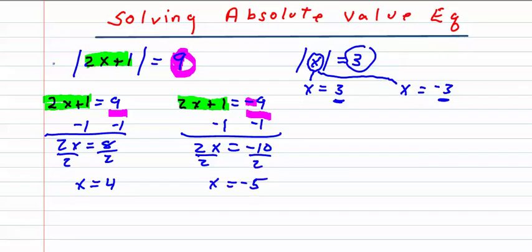If I put 4 into this equation, 2 times 4 is 8, plus 1 is 9. Absolute value of 9 is 9. It works. If I put in negative 5, 2 times negative 5 is negative 10, plus 1 is negative 9. Absolute value of negative 9 is 9. It works. Both are solutions.